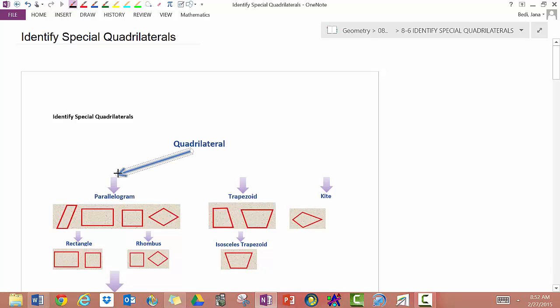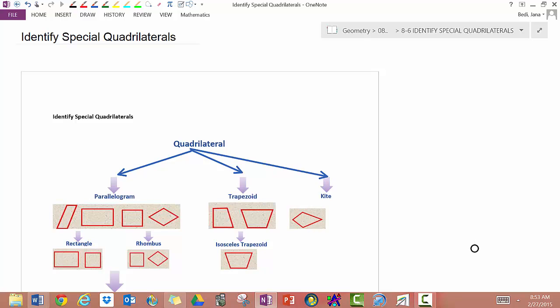Quadrilaterals could be parallelograms. Quadrilaterals can be trapezoids, or quadrilaterals can be kites. So this is the first level of subdivision, and what you need to do is look at the properties of the given quadrilateral and figure out into which of these three categories it falls.